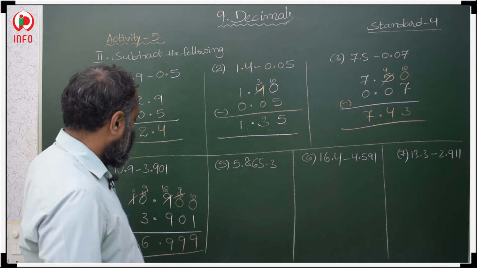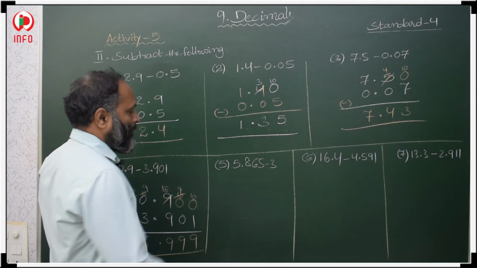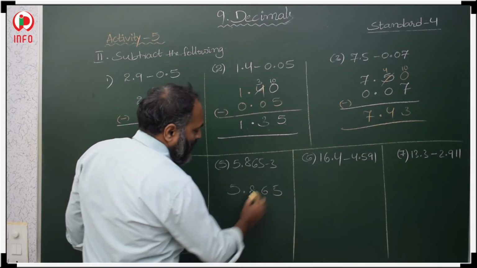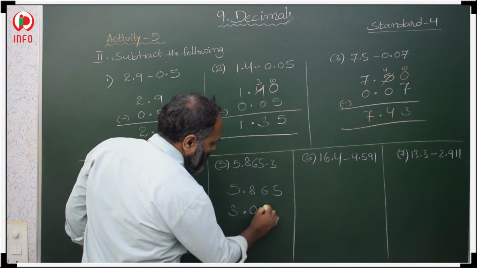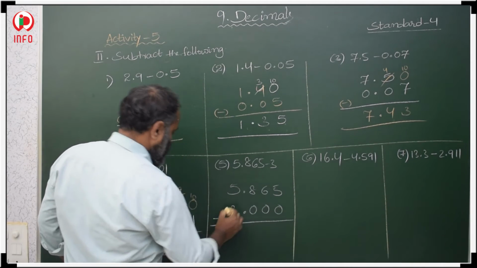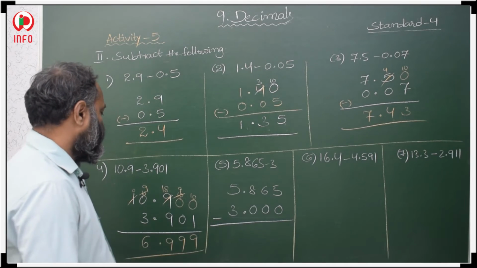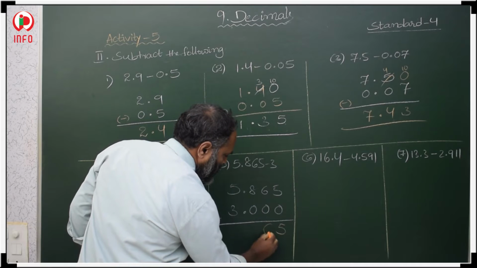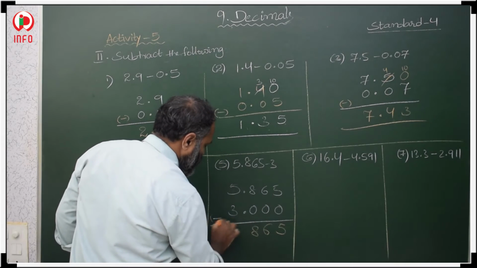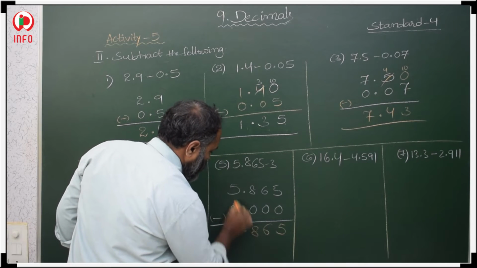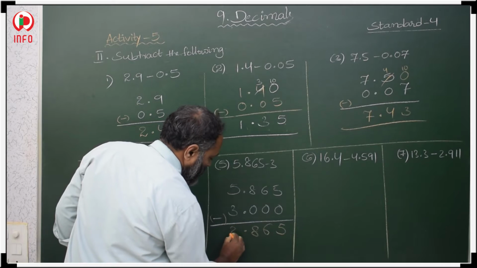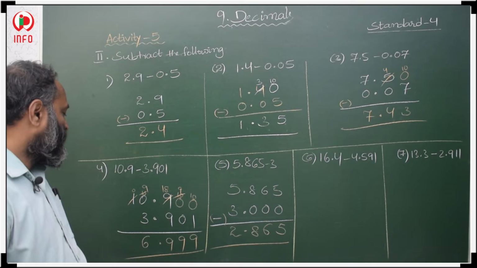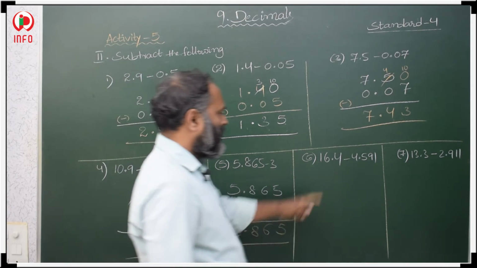Now then how to do this 5.865 and here 3 means there is no decimal, means 3.000. Now subtract. Now you subtract this. 5 minus 0, 5. 6 minus 0, 6. 8 minus 0, 8. 5 minus 3 is 2. 2.865. Okay.